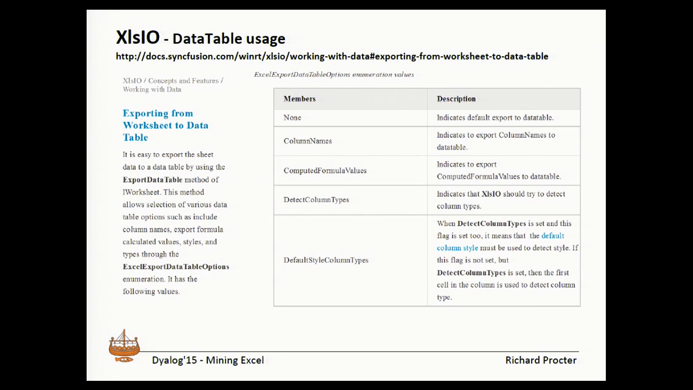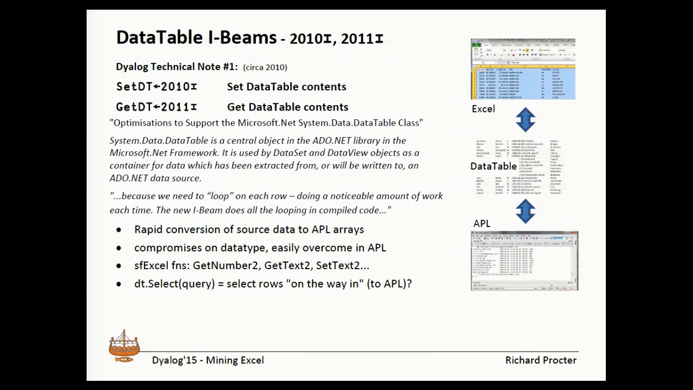Essentially it's looking at the first row and determining the data type of the columns based on what it sees there. So then it goes on and just reads the data in a simple format, and then probably does some formatting at the end to turn it into numbers if necessary. So obviously a much faster way to do things. Now, as it turns out, 5 years ago, who knew, Dyalog built a couple of I-beams that deal with this process. And they've published something called the Dyalog Technical Note Number 1 on that. And these I-beams will do a set or a get of a data table. And Pierre hooked that into a couple of functions in his SFXL suite, and they work like magic.